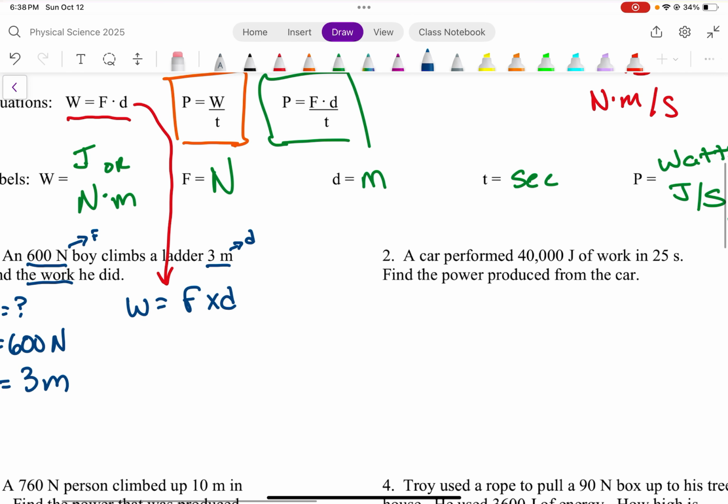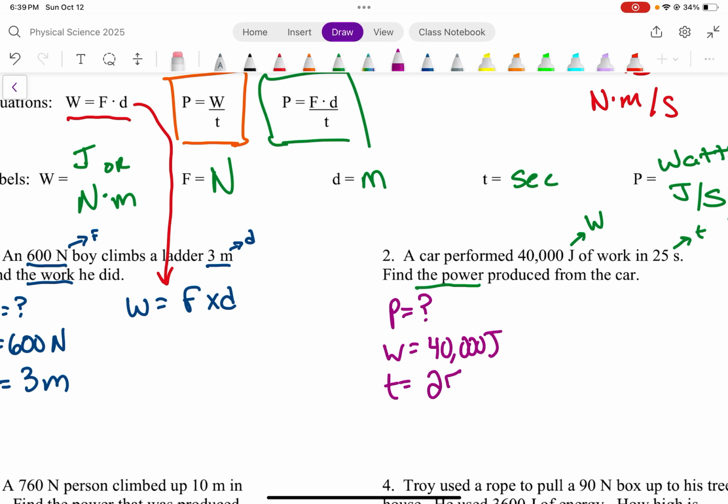I'm going to go over to number 2. Number 2 says a car performed 40,000 joules of work. So that's work. This, of course, is time, and it's saying find the power. And so the equation that I'll use here, P is my unknown. Power equals work and time, and since it's giving me the work, I'll just use work divided by time, fill in my numbers, and solve from there. Again, pause the video if you'd like.